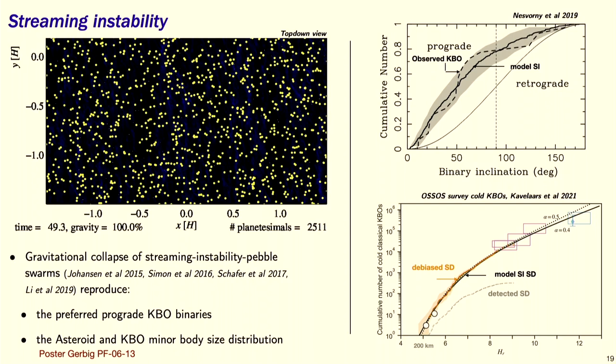And moreover, you can study the masses of all these bodies that you formed in the simulation. That is what is shown in this figure here. It's again focused on the cold Kuiper belt population. This is the detected size distribution. This is the debiased size distribution in orange. And the model streaming instability size distribution is such a perfect fit, you cannot even see it. So this is to illustrate that also in the solar system, we have evidence that at least at some point there must have been a very dense midplane layer of pebbles capable of forming these first planetesimals.